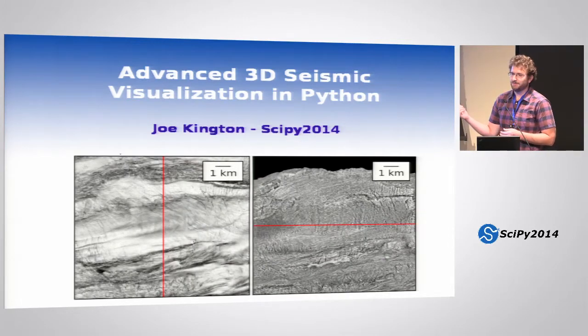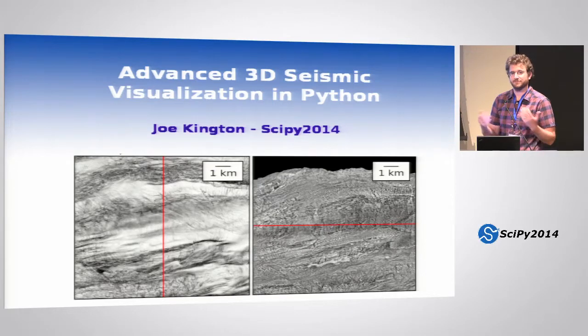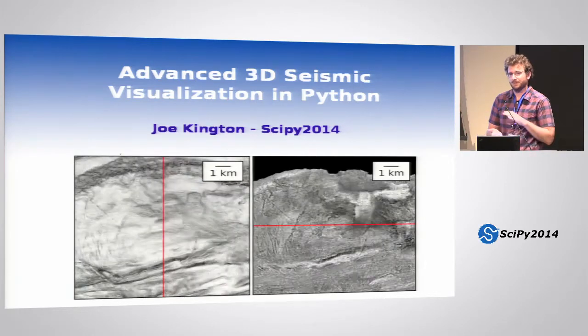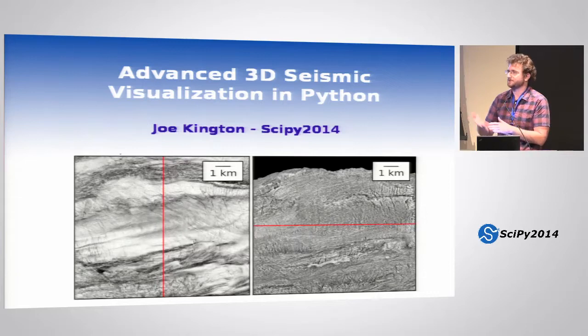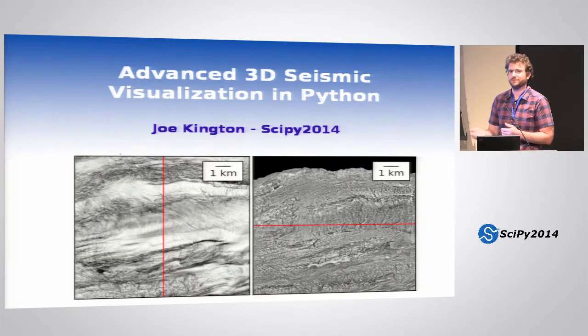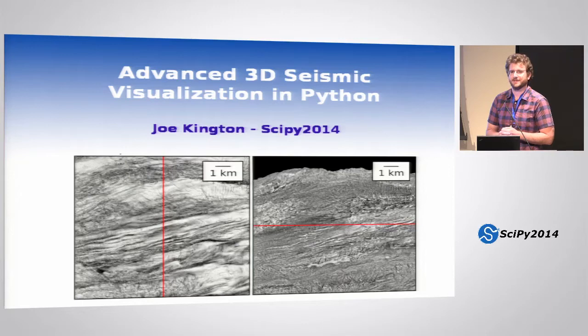So the animation you're seeing right now is basically of something called stratal slicing, is what it's called a lot. You're basically just interpolating between horizons and slicing parallel through stratigraphy to do a bunch of things. And I'll walk through that and show some examples.